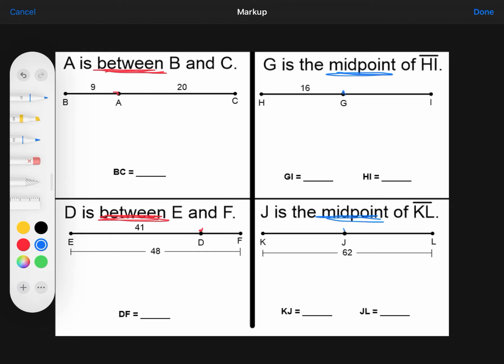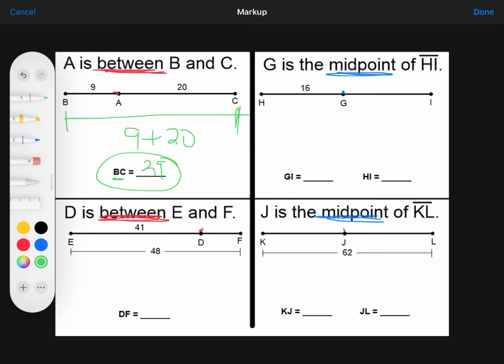So let's start with the left. What do we do with between problems? If we have BA is 9 and AC is 20, we're trying to find BC, which notice goes all the way from B to C. The math to do here is to add 9 plus 20 and get 29.